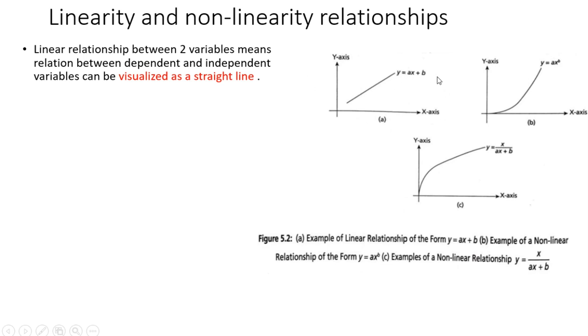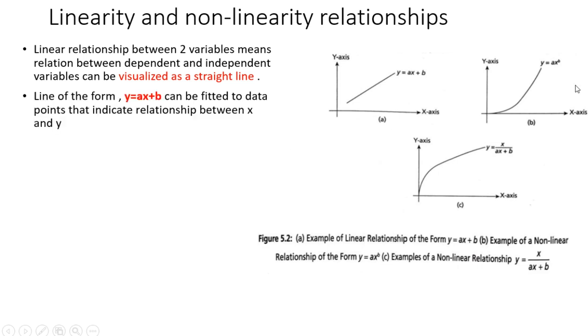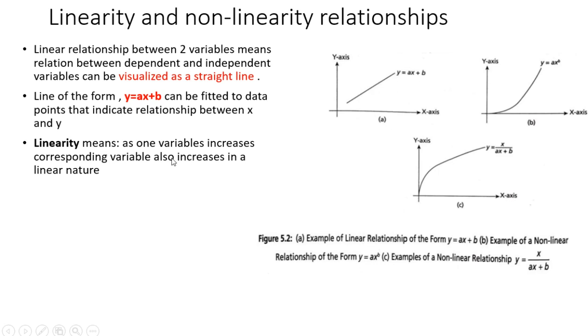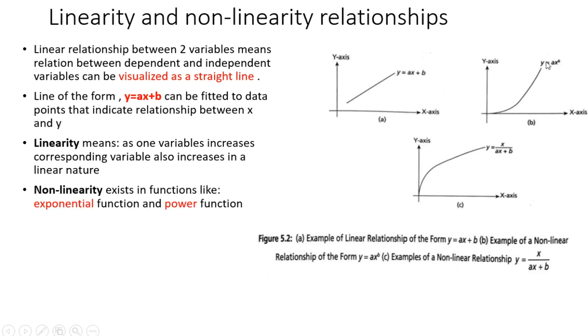Mathematically you write it as y is equal to ax plus b. That's the mathematical expression of a linear relationship. So in linearity, as one variable increases, the other variable also increases in a linear nature. The second diagram is an example of non-linearity. Here as x increases, y is increasing, but the increase is not linear, it's an exponential increase.